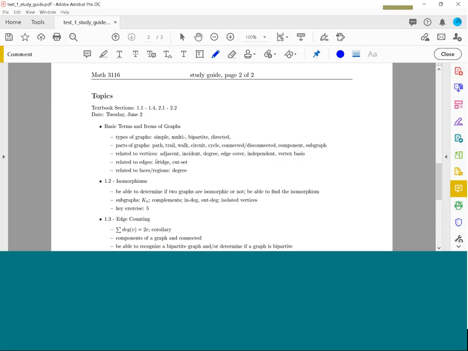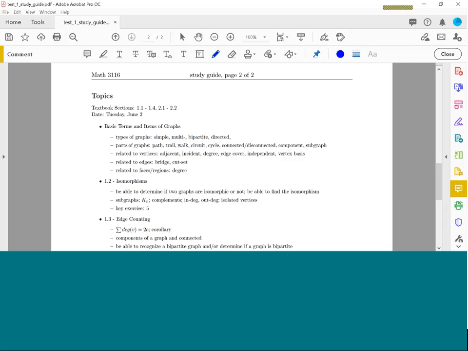Properties that are related to vertices. So make sure you can handle adjacent vertices, a vertex incident to an edge. Remember, adjacent is where you can get to the other vertex via an edge. Incident is where they're actually touching. Degree of a vertex, edge covers, independent sets, vertex basis. And then things that are related to edges. You can also do incident. So edges can be incident if they share a common endpoint. They can be incident to a vertex.